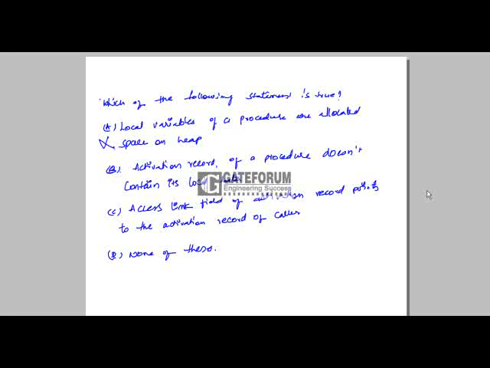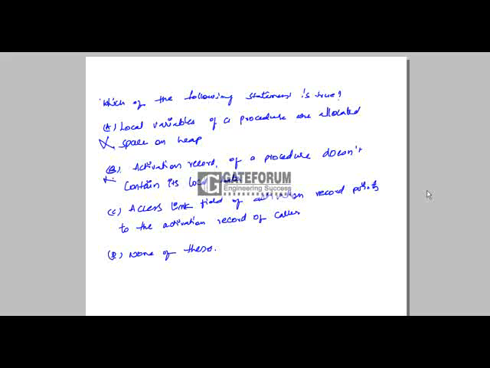Why? Because activation record contains certain fields like return value, actual parameters, control link, access link, local data, temporaries. So it contains local data. So we can say option B is wrong.